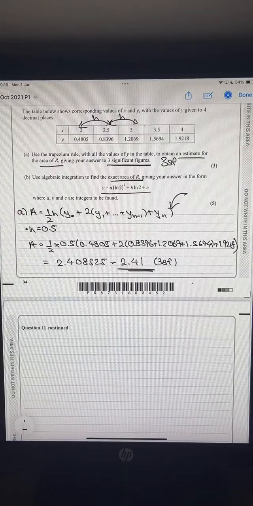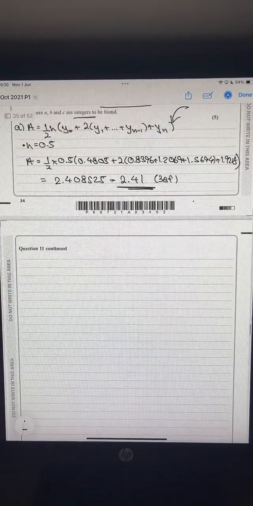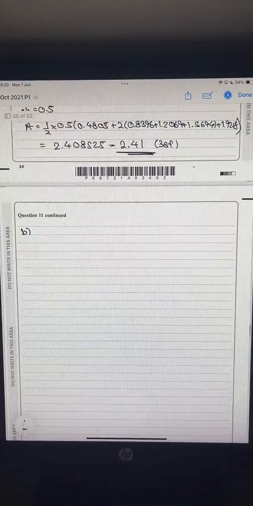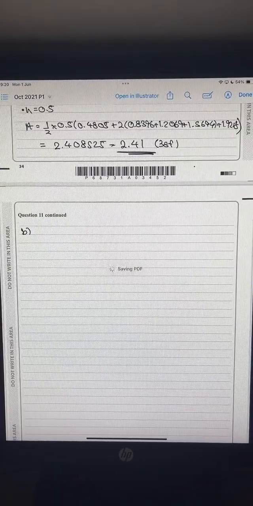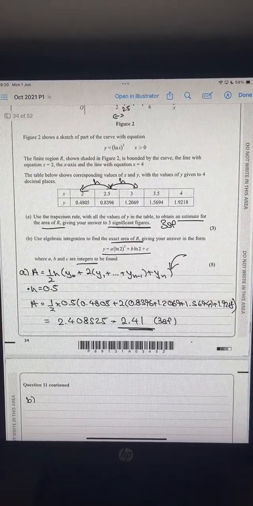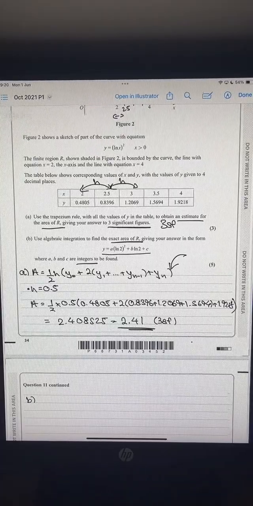Okay, cool. So for part B, use algebraic integration to find the exact area of R, giving your answer in this form here, where a, b, and c are integers to be found. Okay, so we need to do integration by parts. How do we know we need to do integration by parts? Well, we've got an ln, and if you ever see a log in an integration, just do it by parts and take u to be that.